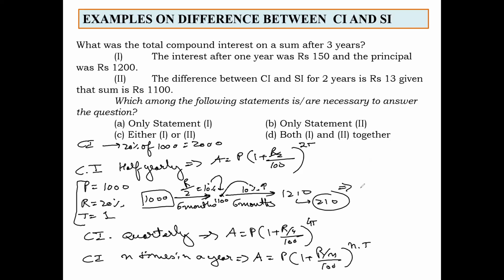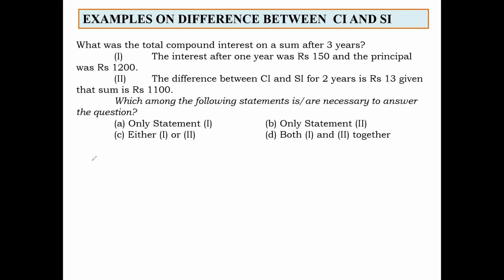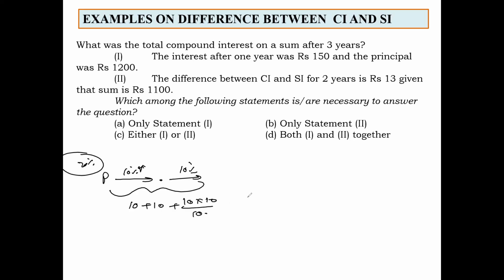The effective rate will be 21%. 210 on 1,000 rupees. How do we get it? When I say half yearly interest, or interest two times over, the 20% breaks down into 10%. Therefore, instead of 20%, our effective rate will become 10 plus 10 plus 10 into 10 upon 100, which will be 21%, right?